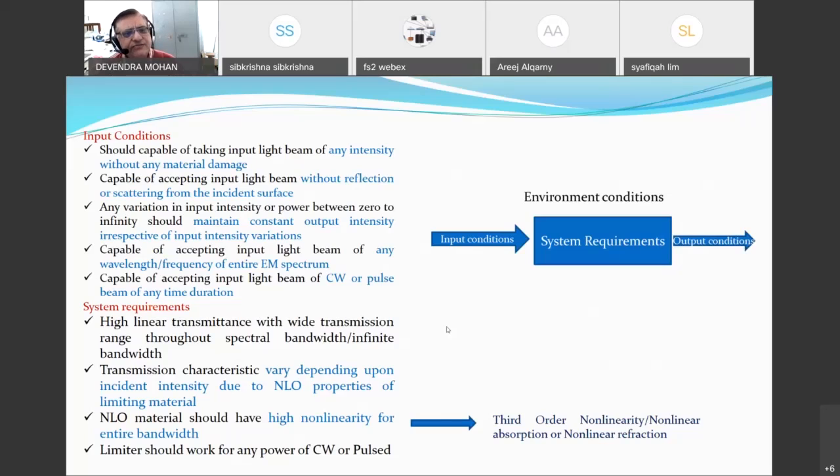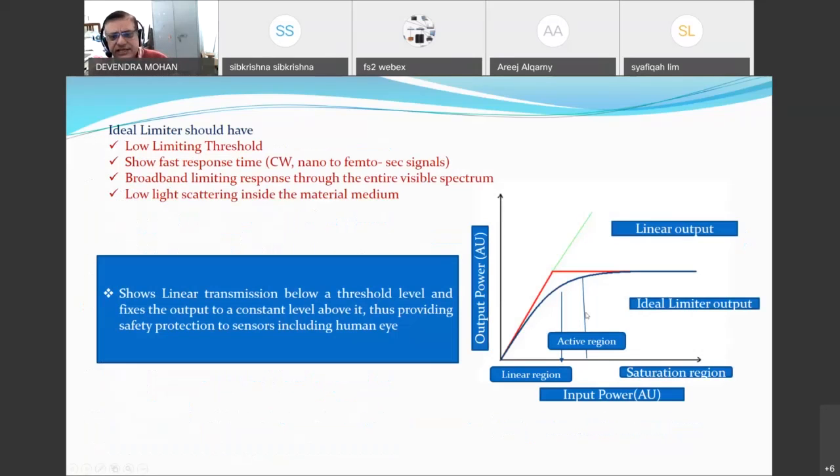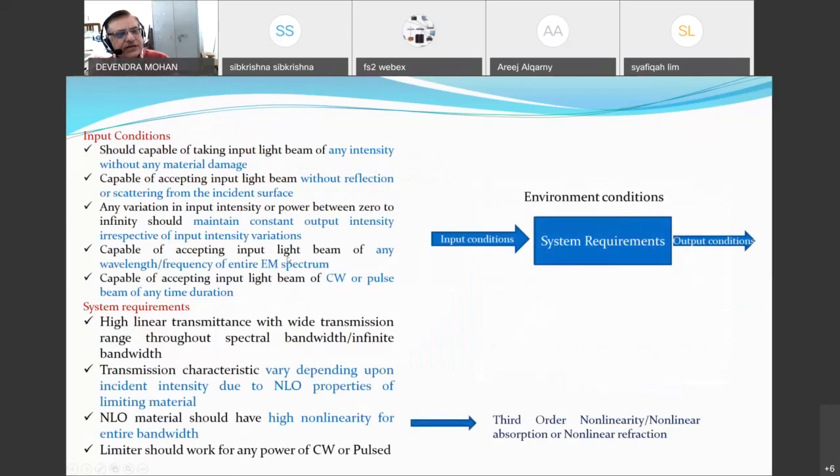Any variation in input intensity or power between 0 to infinity should maintain a constant output intensity irrespective of input intensity variations. So, as you can see, if we go on increasing our input power or input intensity, it should go to the saturation level. It should be capable of accepting an input light beam of any wavelength or frequency of the entire EM spectrum, and of CW or pulse beam of any duration. And these are the input conditions.